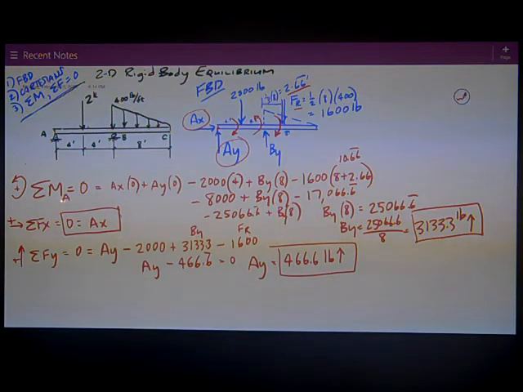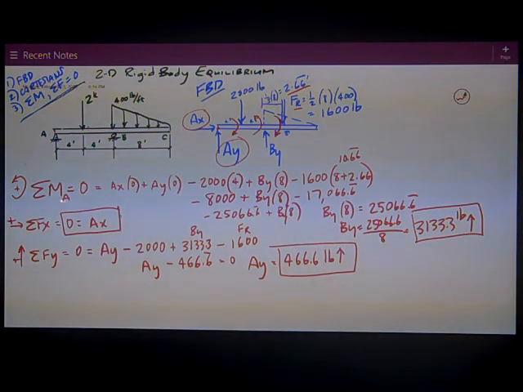You can use moments about point B and check your answers. A lot of these questions you can check your answers by doing it a slightly different way.